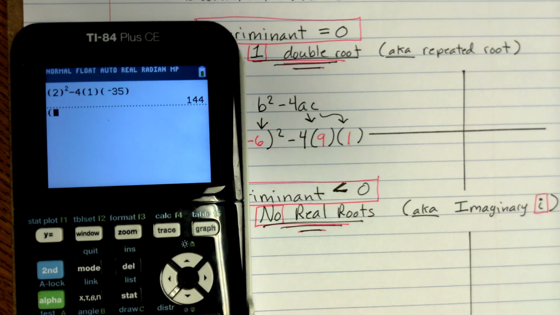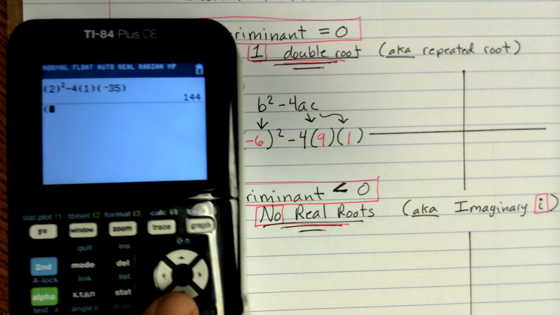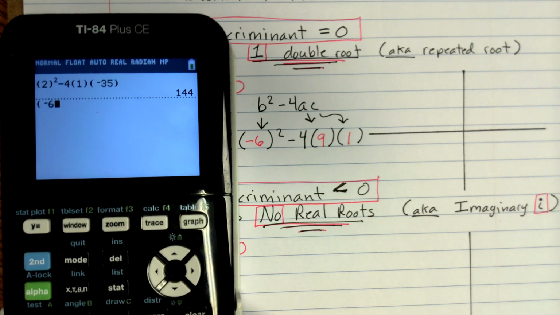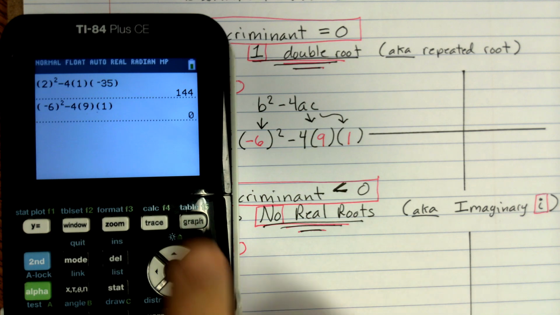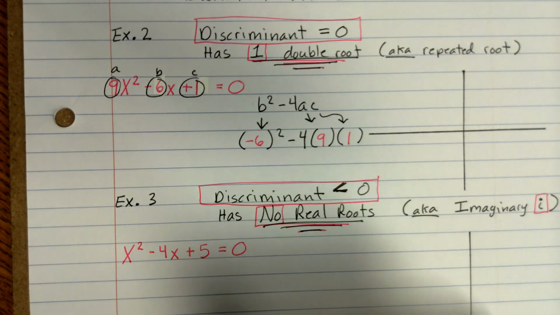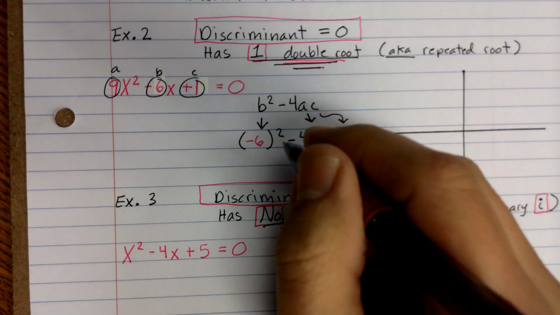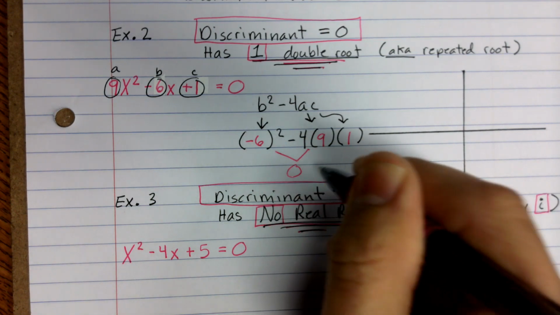Alright, so I'm going to put parenthesis, and then I'm going to have -6, close parenthesis, squared, minus 4 times 9 times 1. And I'm going to hit enter, and notice it gives me 0. So this all equals 0.